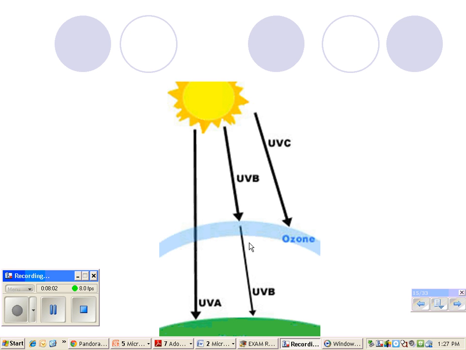We see some UVB rays making their way down to the troposphere, and UVA rays, according to this, all make their way down to the troposphere. So you should know it blocks out those harmful UVC and some UVB rays. And UVC and UVB are more harmful. They have more energy than the UVA rays.